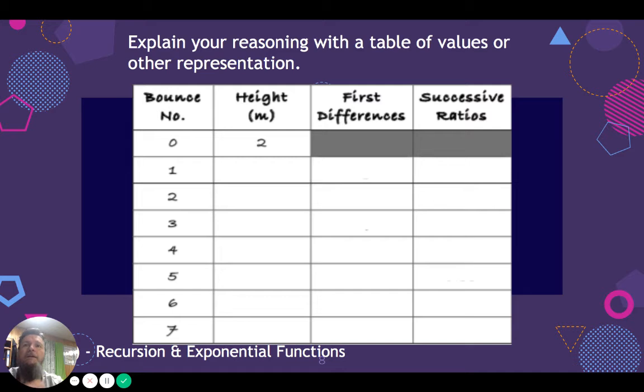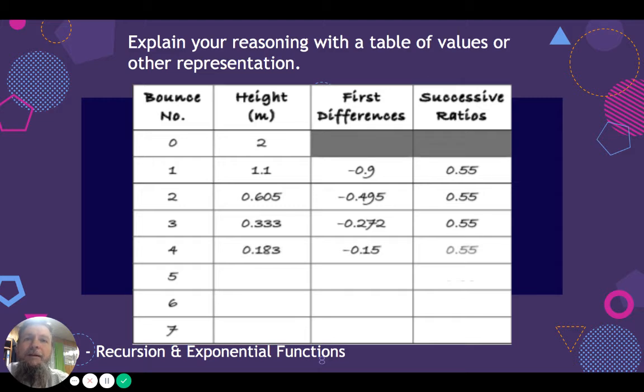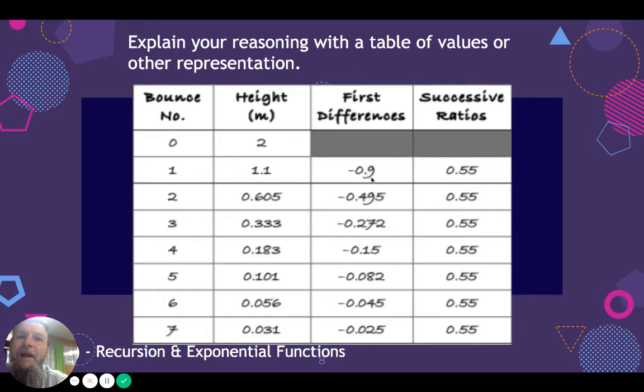All right. Let's look at this table of values, and we'll talk about the first differences and the successive ratios. So, first bounce, 1.1. A difference of minus 0.9. The ratio is 0.55. Next height, 0.605. Difference of 0.495. Ratio is still 0.55. Guess what? You see something about those first differences? They are nowhere near the same thing. Matter of fact, those differences have the same ratio as the height. This difference, 0.9, if you multiply by 0.55, you get 0.495.